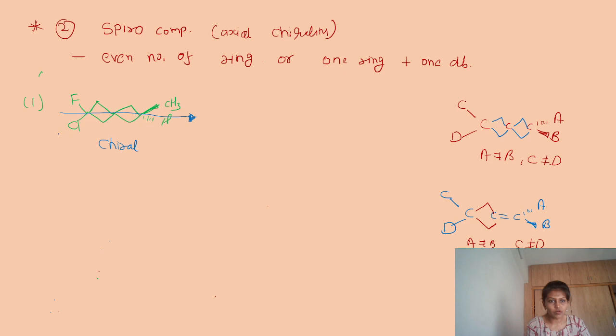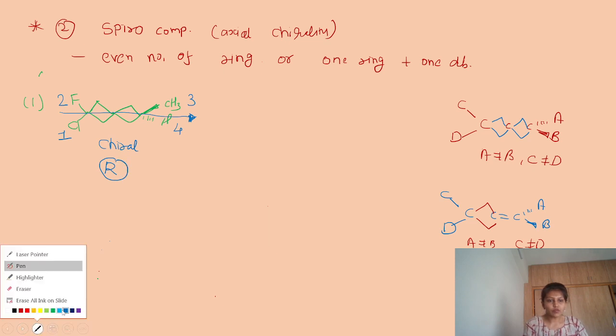Fluorine and chlorine. Chlorine has higher atomic mass, so 1, 2. This is the methyl, 3, and this is the 4, right? So 1, 2, 3 is clockwise. So it has R configuration, right? The condition is that the fourth group must be below the plane. This condition is satisfied here, so it has R configuration.